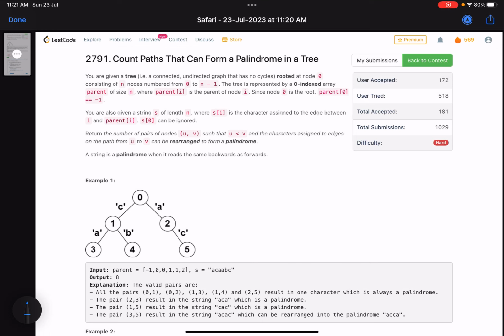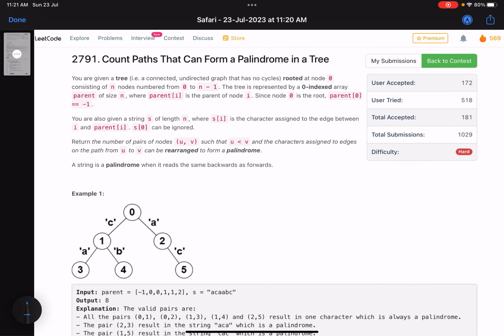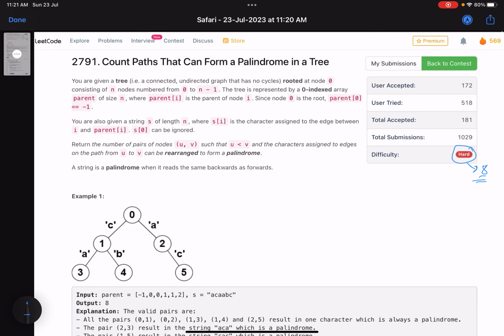So in this video we'll discuss the last problem of Leetcode Weekly Contest 355. It's a hard level problem and I would say harder than the other level 4 problems that you get. This problem contains 8 points. It's a very good problem to solve, so let's see what it is asking us to do. The problem name is count paths that can form a palindrome in a tree.